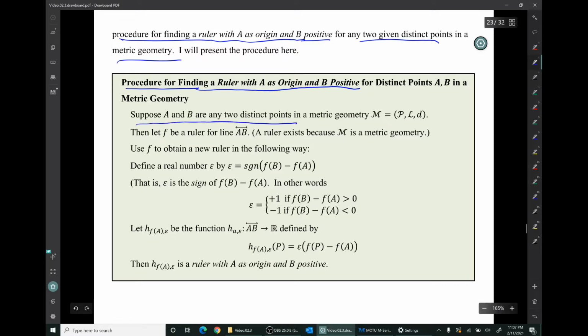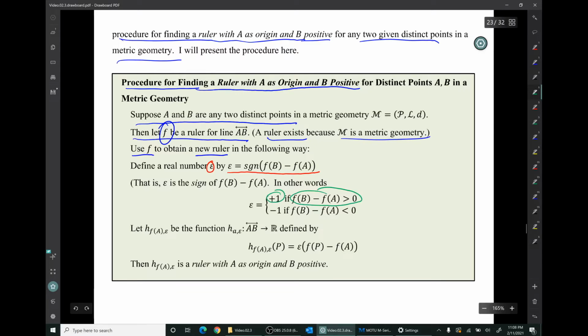Suppose you're given any two distinct points. Then start by letting F be a ruler for the line AB. We know a ruler exists because M is a metric geometry. In a metric geometry, every line has a ruler. So we know that we can do this. We can just say, grab a ruler for line AB. Now we can use F to obtain a new ruler in the following way. We're going to define a real number epsilon by this. Epsilon is the sign of the quantity f of b minus f of a. In other words, if f of b minus f of a is greater than 0, then the sign of it is plus 1.